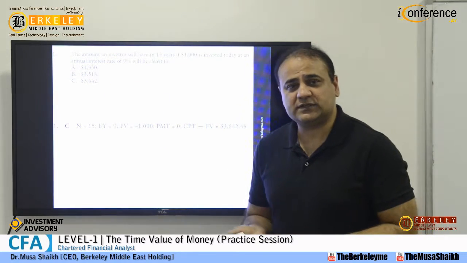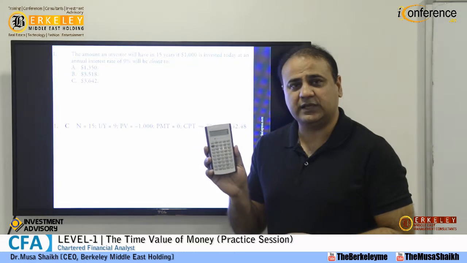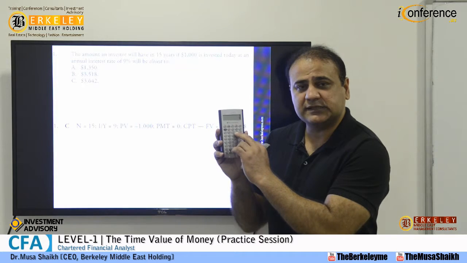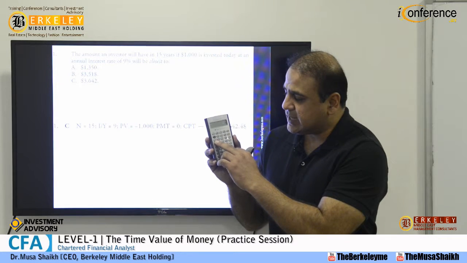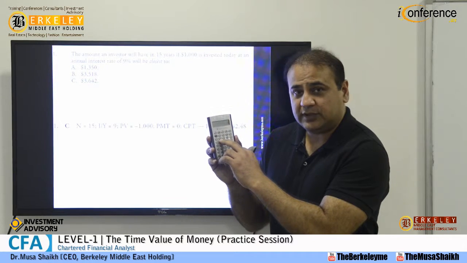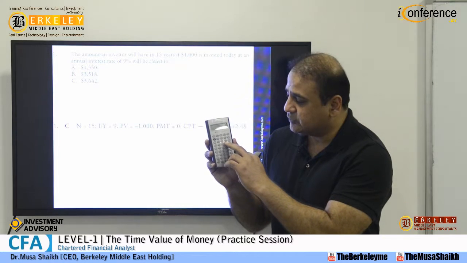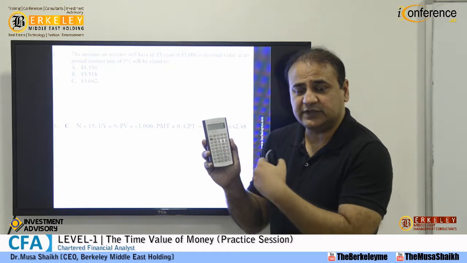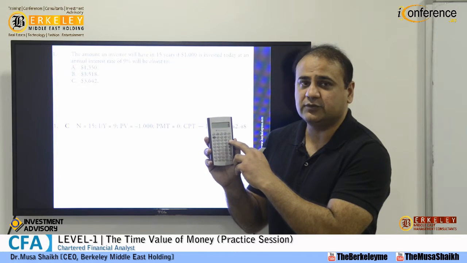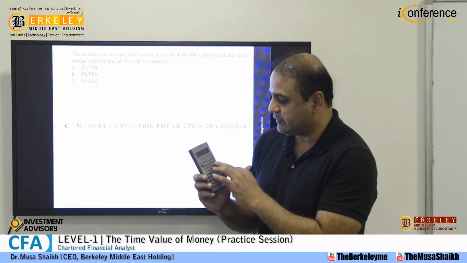For solving these questions we'll be looking for a calculator, and this calculator is BA2 Plus. If you see the third line, this third line is the timeline, and it has certain buttons called N, I/Y, PV, that is the present value, PMT is the series of the cash that is going to be received, and future value is what in this particular question we have to calculate.